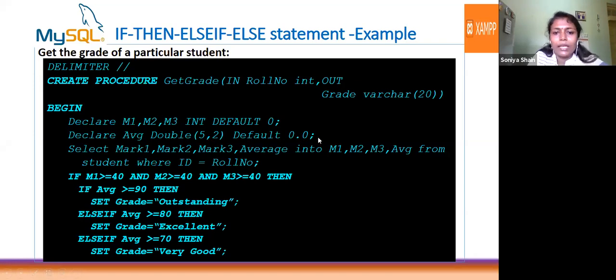The default is 0.0. Then select mark 1, mark 2, mark 3. I am getting the average additionally: average into mark 1, mark 2, mark 3 and average from student where ID is equal to roll number. Okay, then the additional checking I told you about is executed here. You have to check whether the student has passed each subject. That is the additional condition here. If M1 greater than or equal to 40 and M2 greater than or equal to 40 and M3 greater than or equal to 40, then only we go for the else if statements.